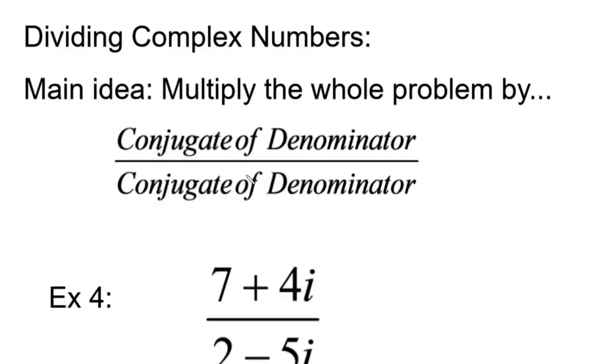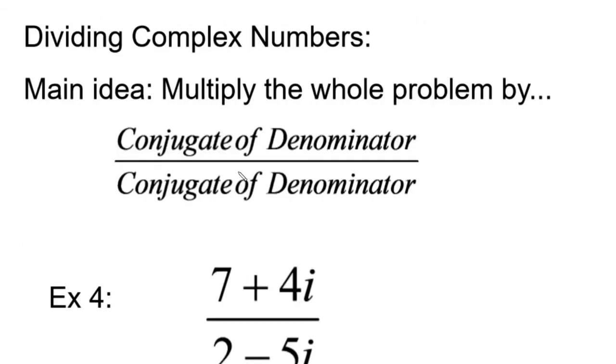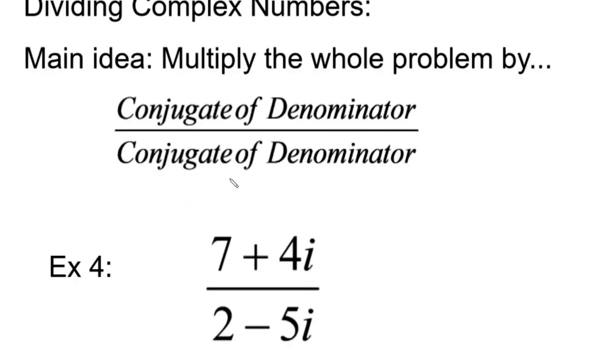Dividing complex numbers. That's the real trick here. This is the real part that people hate, and rightfully so. This is a giant pain in the butt. So when you are dividing two complex numbers, you want to multiply by a fraction that is the conjugate of the denominator over the conjugate of the denominator.